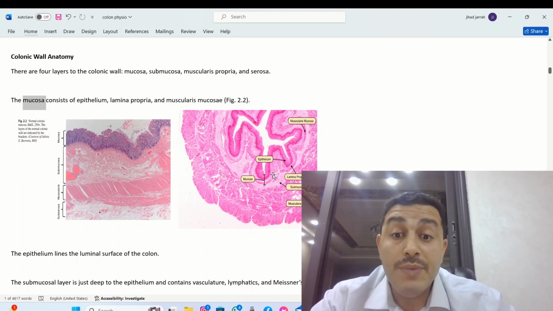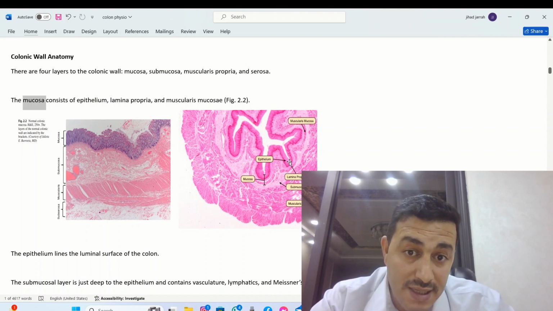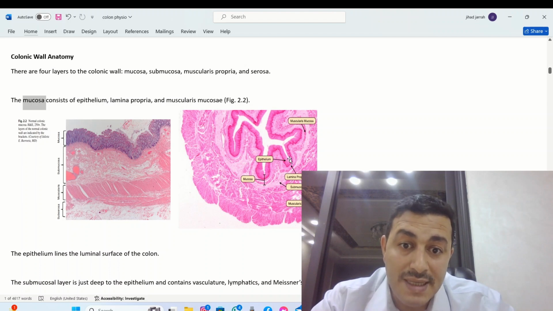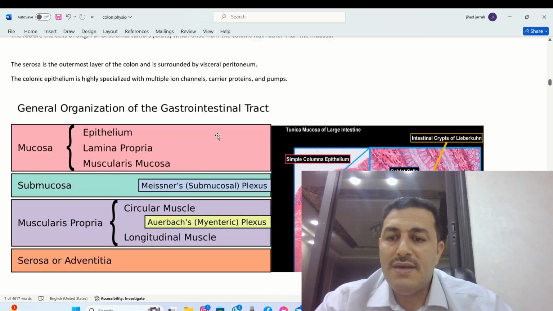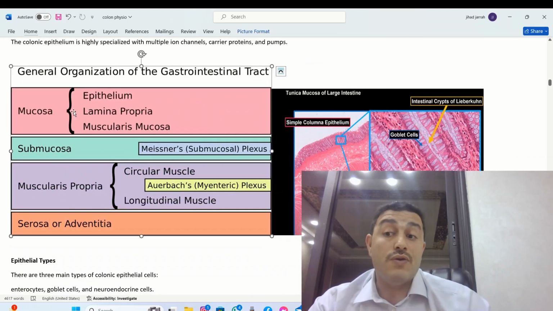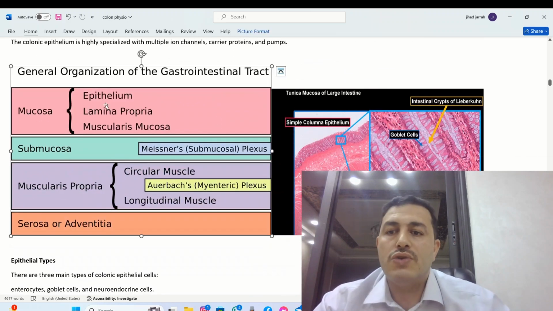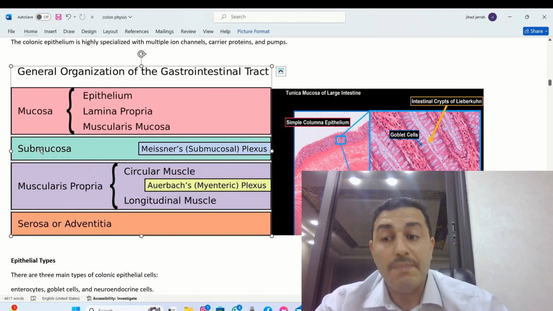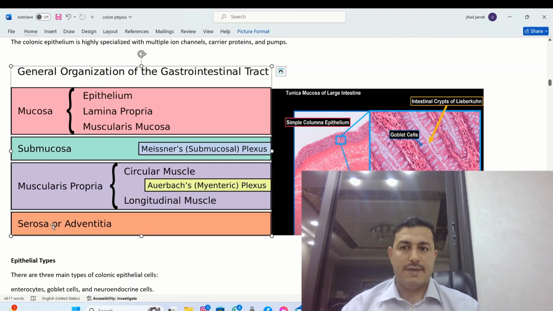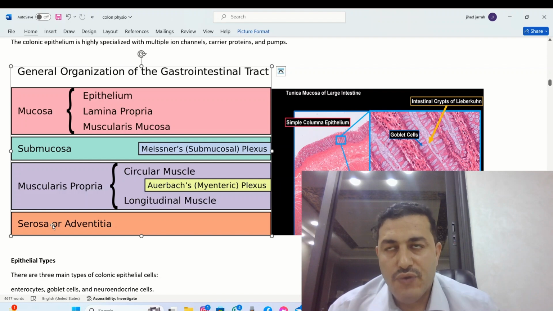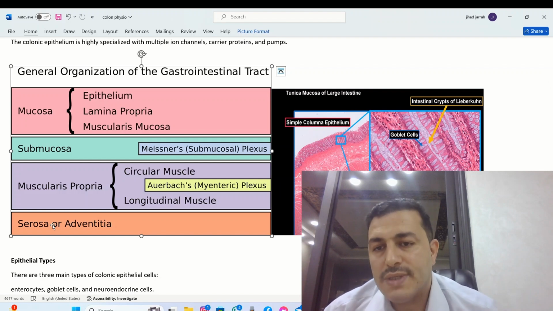Okay, so the mucosa has the epithelium, as you see here. A little bit out we have the lamina propria, and this layer is the muscularis mucosa. This is a nice picture showing the layers of the colon. We have the mucosa, which consists of epithelium, lamina propria, muscularis mucosa. We have the submucosa, the muscularis propria, and serosa. Okay, adventitia, if we are talking about it, is serosa actually.